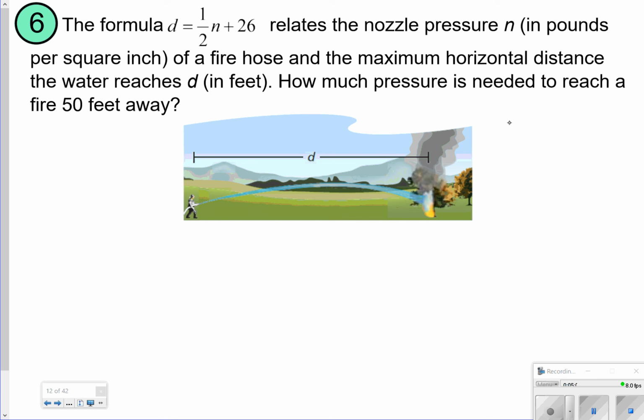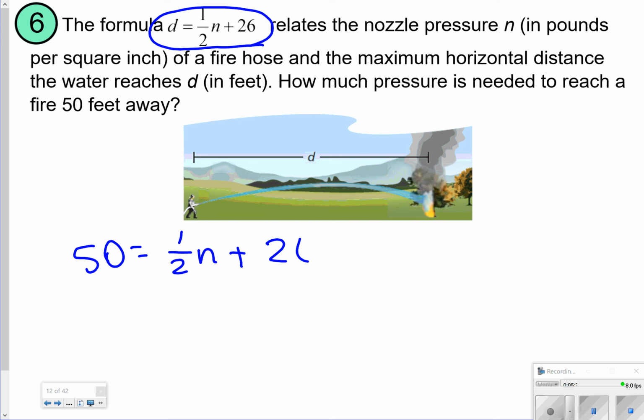So I know D stands for distance, so using this formula here that's given to us, sorry, I'm having trouble with my pen. We're going to replace D with 50. So 50 is equal to 1/2 N plus 26. What I want you to do is go ahead and try to solve for N. So let's go ahead and pause here so you can try solving, and once you're done, click play to check your work.